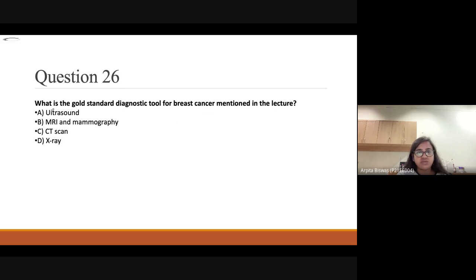What is the gold standard diagnostic tool for breast cancer mentioned in the lecture? First option is ultrasound. The second option is MRI and mammography. Third option is CT scan, and option D is X-ray. So please go through the question carefully and try to solve the answer.